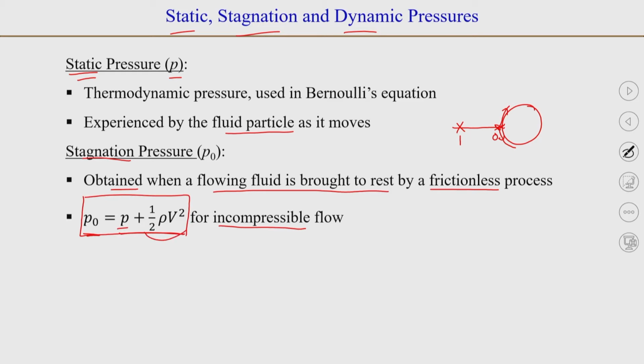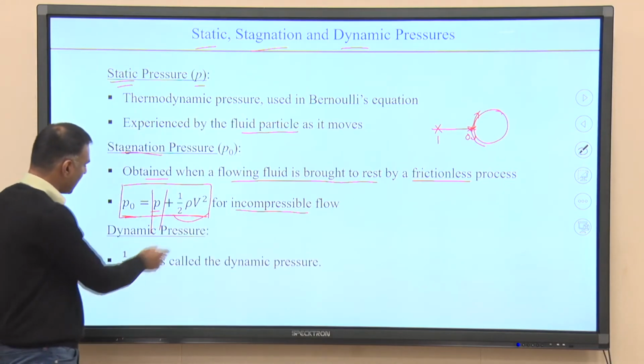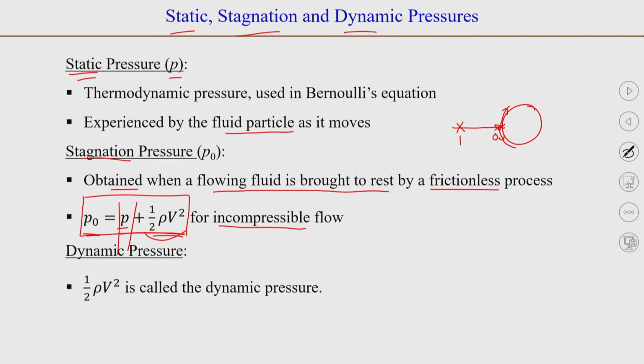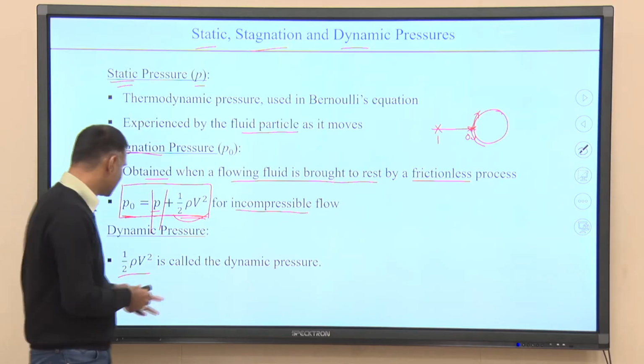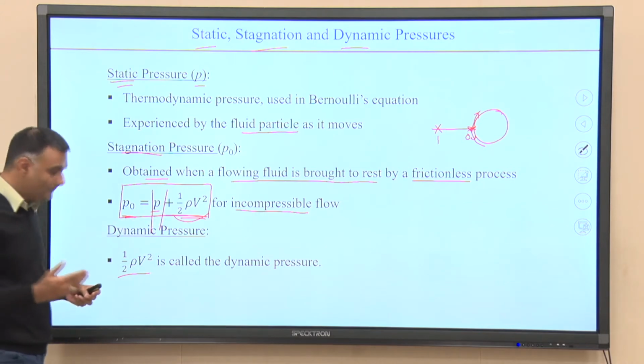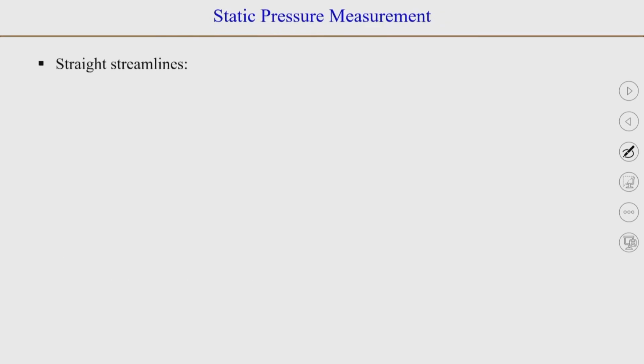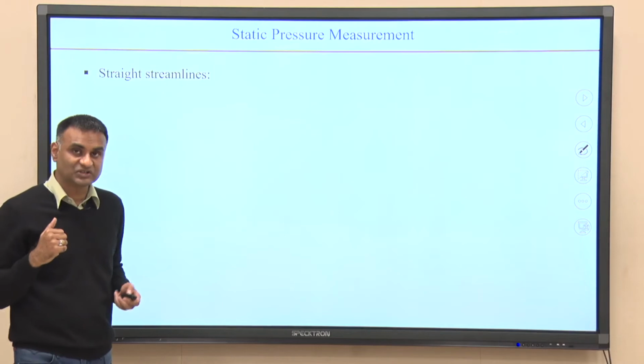Now, P is what is called static pressure, and the half rho V square term comes because of the motion of the fluid. This is known as dynamic pressure. So, half rho V squared is known as dynamic pressure. Stagnation pressure, also called total pressure, is the sum of static pressure and dynamic pressure. We should remember these three terms and know when to use which term. Now, as I said, we will discuss some measurements also here.